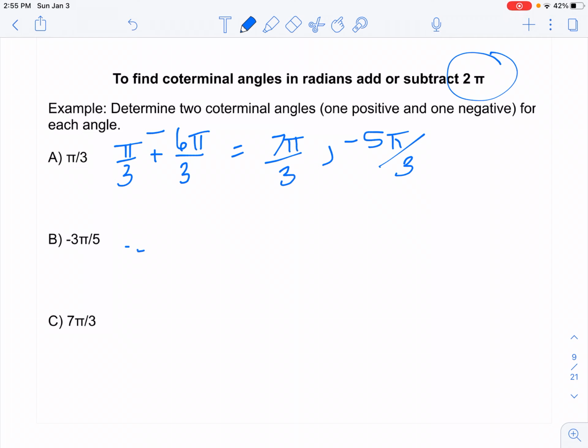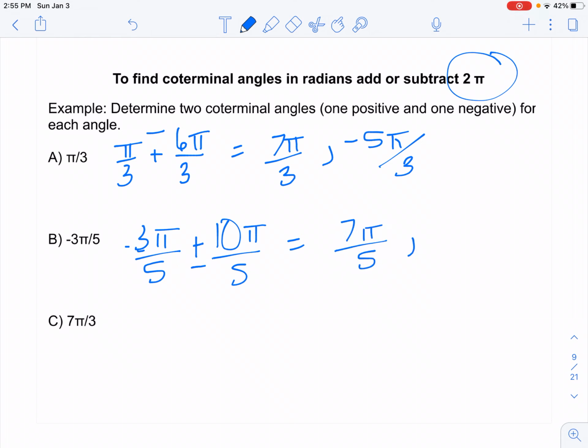Same thing with negative 3 pi over 5. I'm going to get a common denominator. And so instead of adding 2 pi, I'm going to be adding 10 pi over 5. And I'll also subtract it. So I get 7 pi over 5 and negative 13 pi over 5.